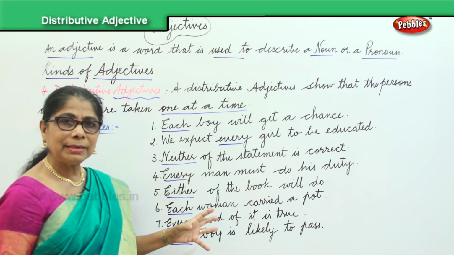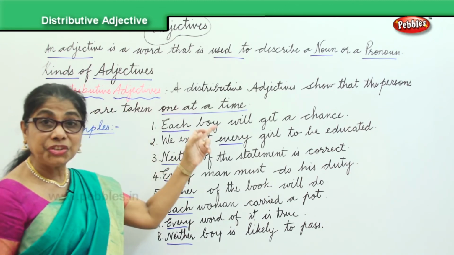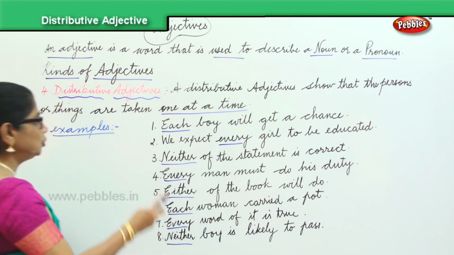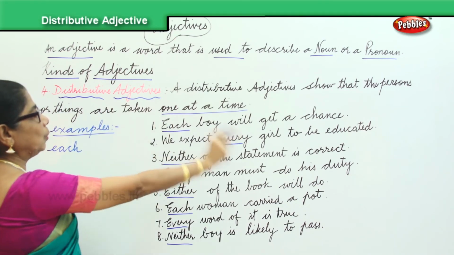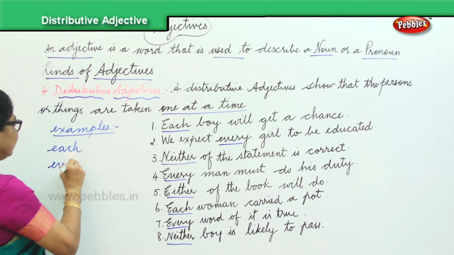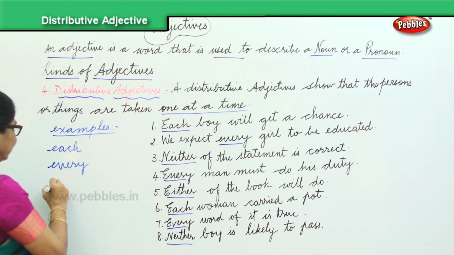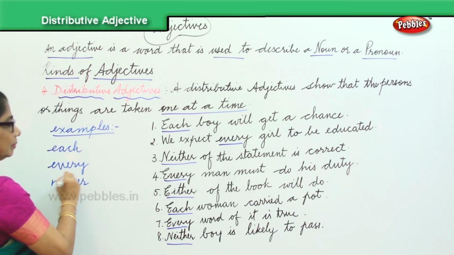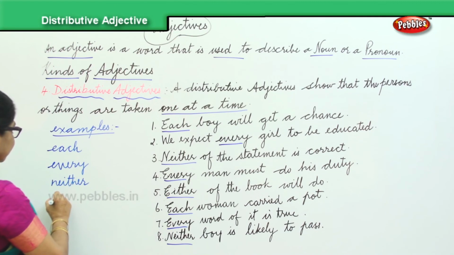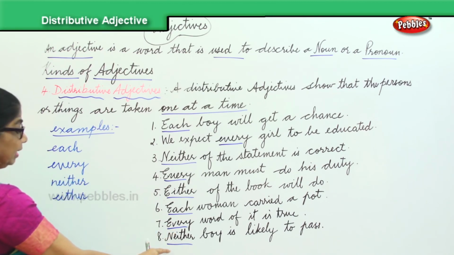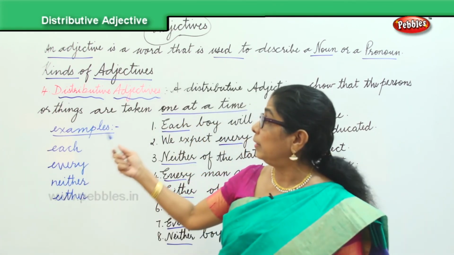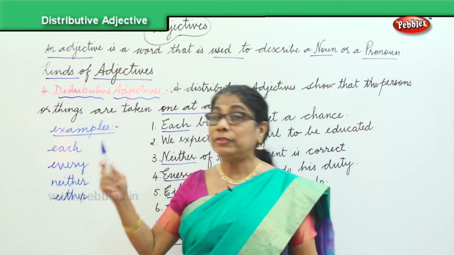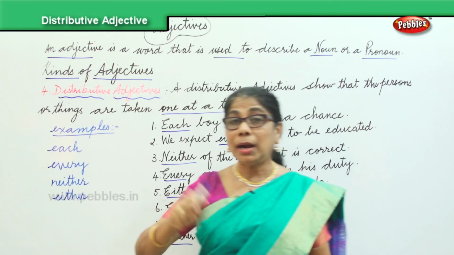All these words tell us they are distributive adjectives. So what are the words you need to remember? Each. You're taking things or persons individually, one at a time. Every, neither, either, each, every, neither. All these words help us to identify if it is a distributive adjective. The word distributive itself will tell us taking things or persons one at a time.